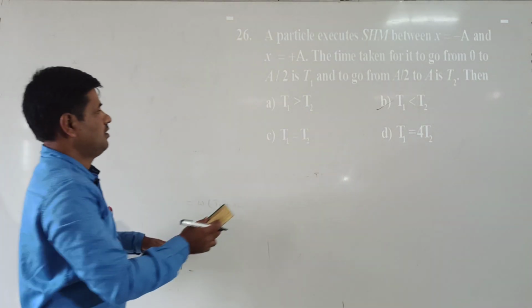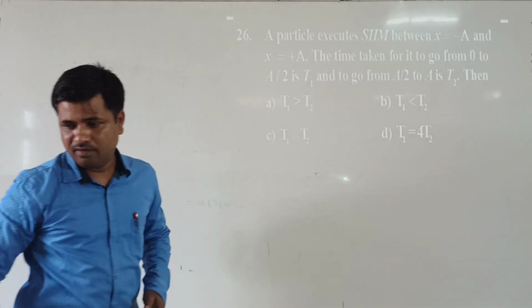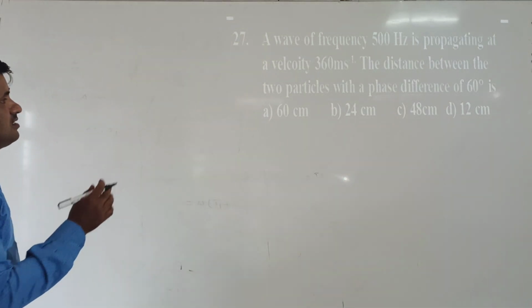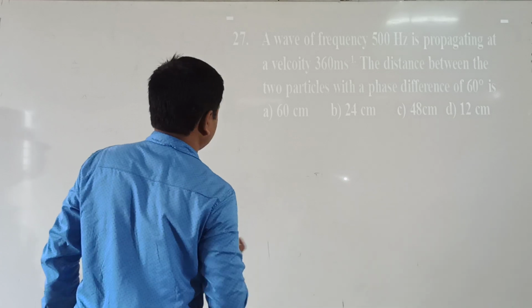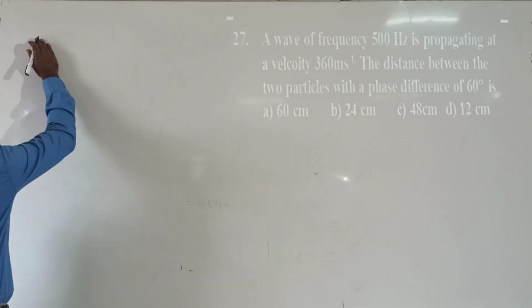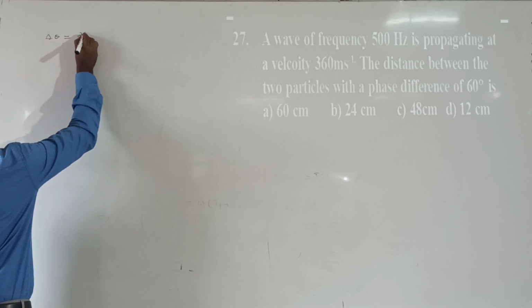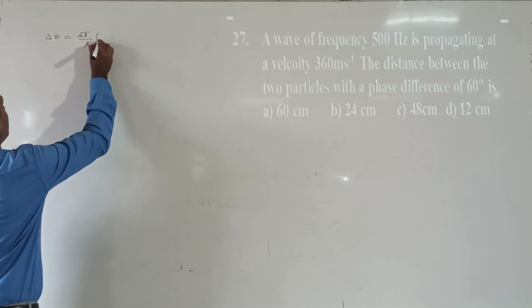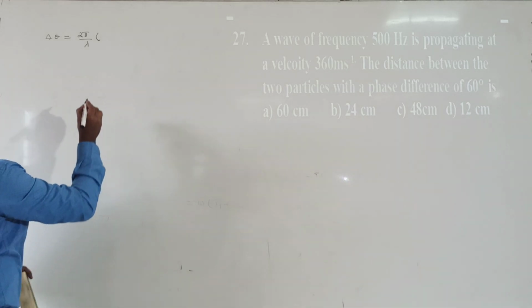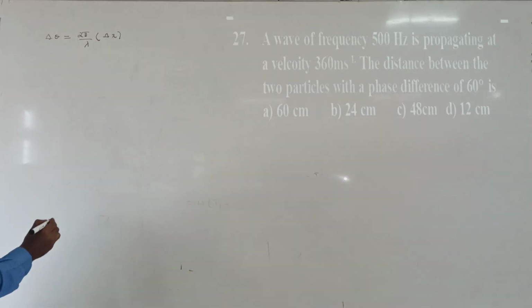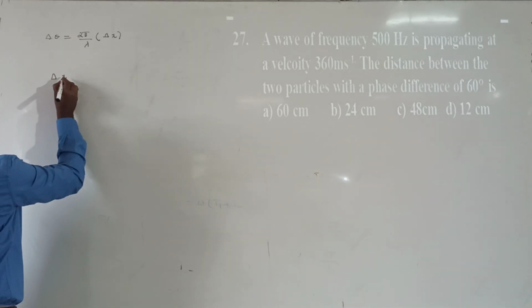Next, question number 27. A wave of frequency... the phase difference is given as 60 degrees. We know that phase difference is equal to 2π by λ into path difference. Now we have to find the path difference here.